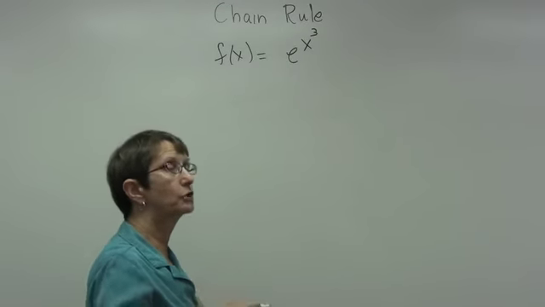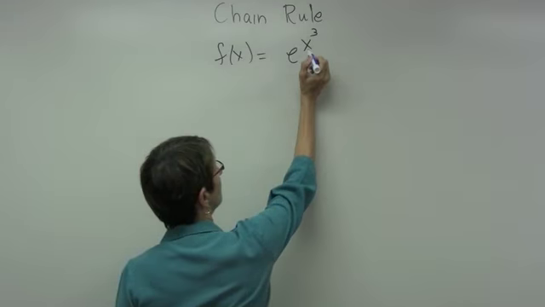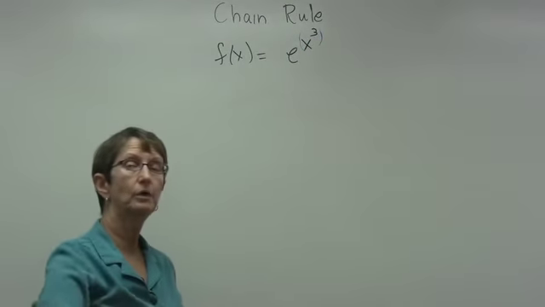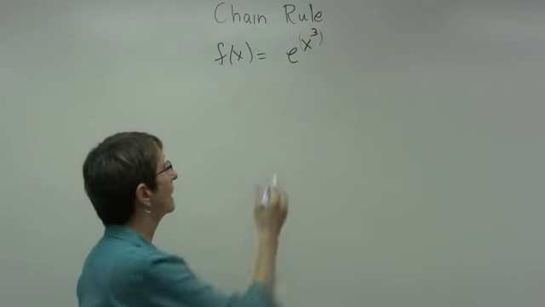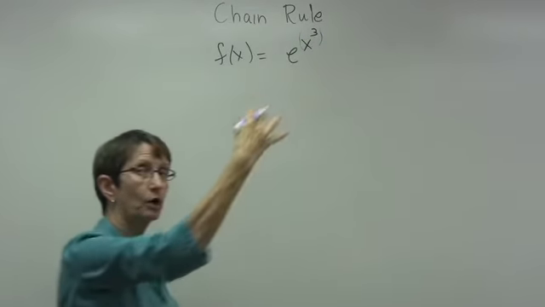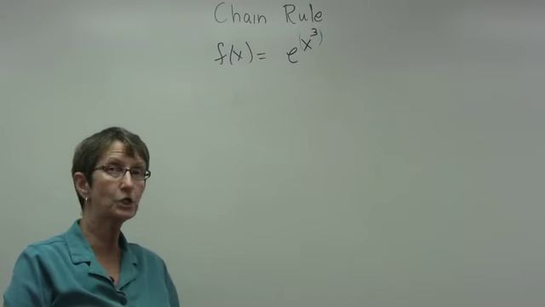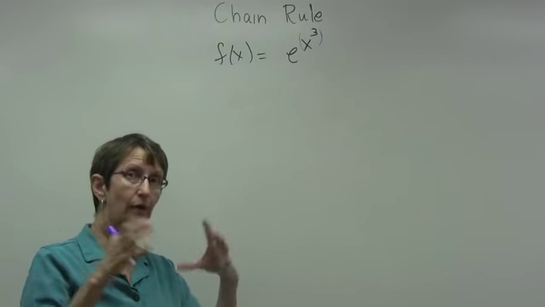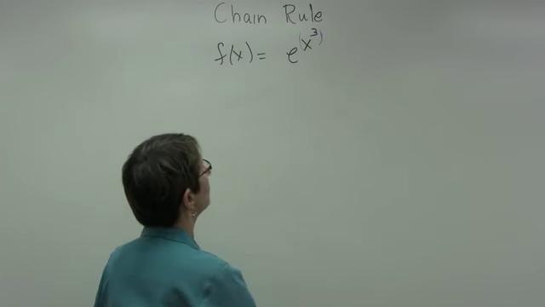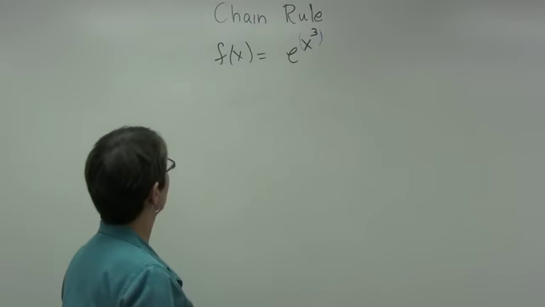So when you go to the variable here, this piece that includes the variable is what we have. We don't put the e to the x first and then put the power on that. The 3 is attached to the x, so that's how it's grouped together. The x and the 3 go together. So x cubed is the inside function.